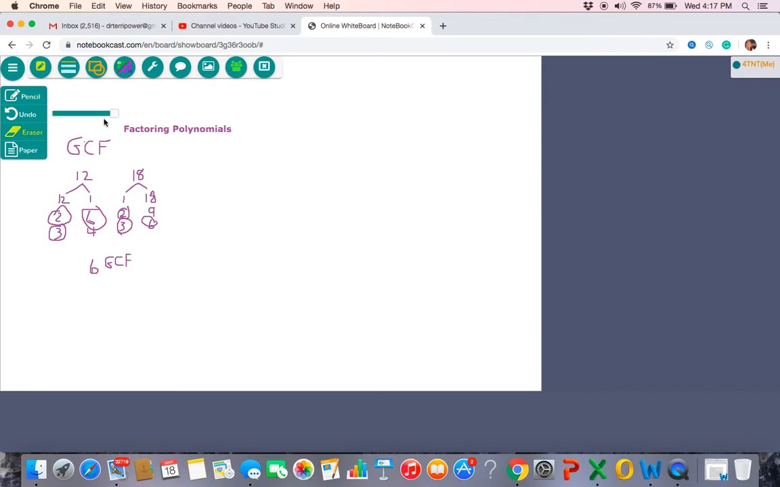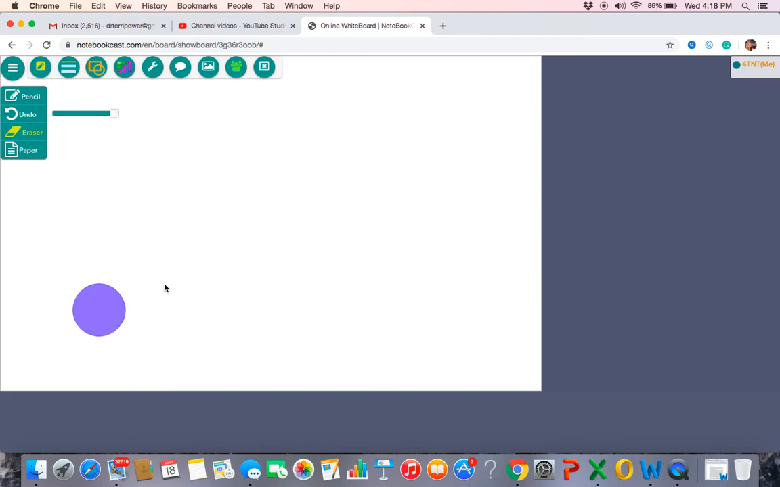So I'm going to erase this now. Look at the bouncing ball. Follow the bouncing ball. Yay! We're racing. Oh, I erased. Well, you know what it is, factoring polynomials. I erased that too.